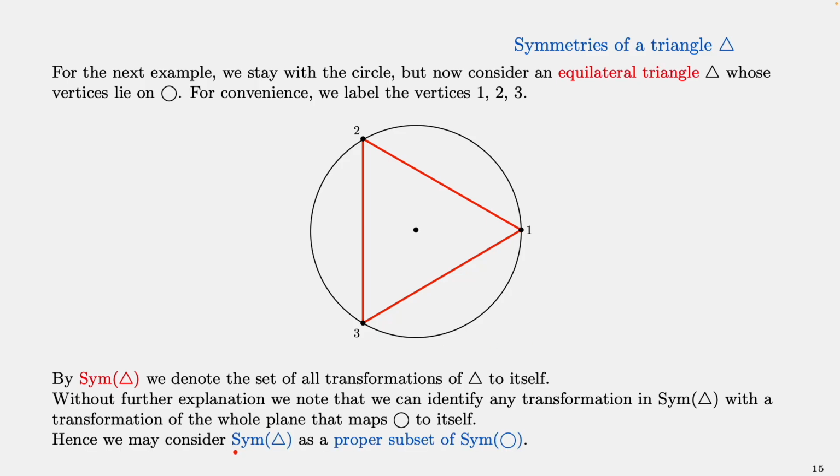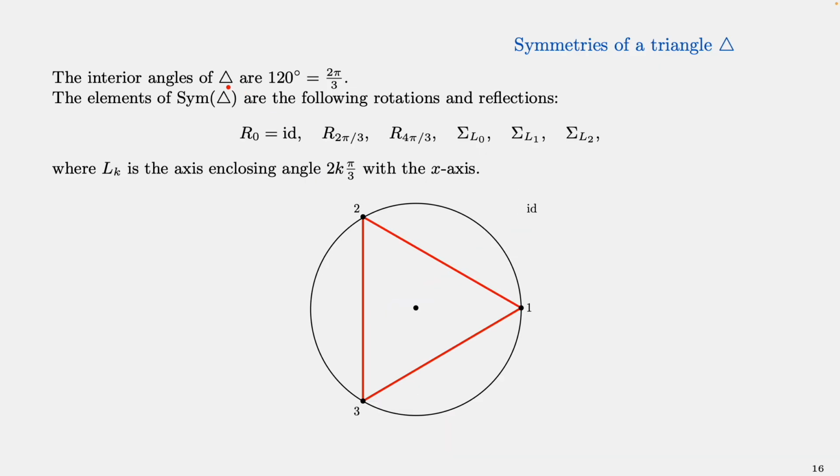And in this way, we may consider the set of symmetries of the triangle as a proper subset of the symmetries of the circle. But it is a much smaller subset than the full symmetries of the circle, because not every rotation or every reflection will preserve this red triangle here. And in fact, the inner angles of this equilateral triangle are 120 degrees, so that's 2 pi divided by 3. And the symmetries of this triangle are the following rotations and reflections. It's only 6 of them, so much less than for the full circle.